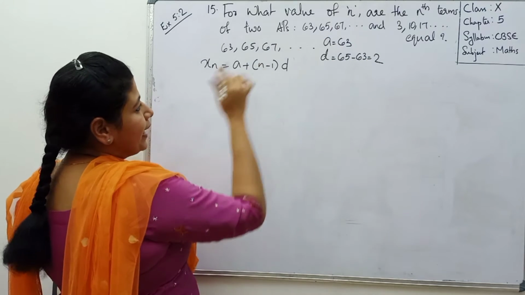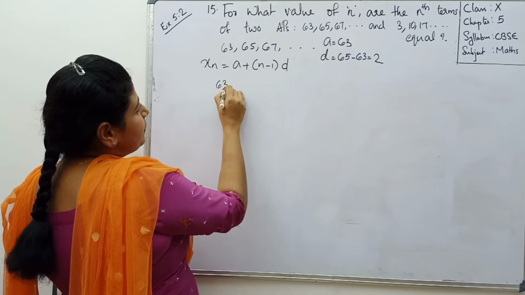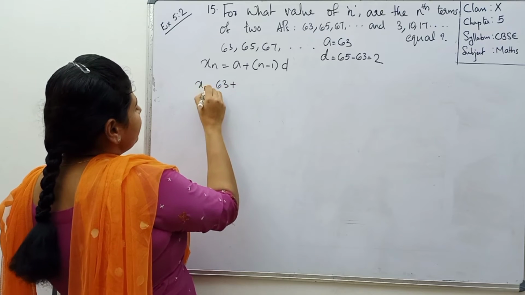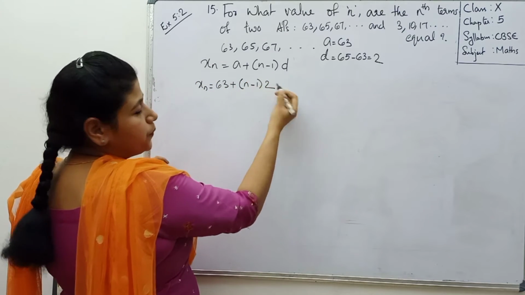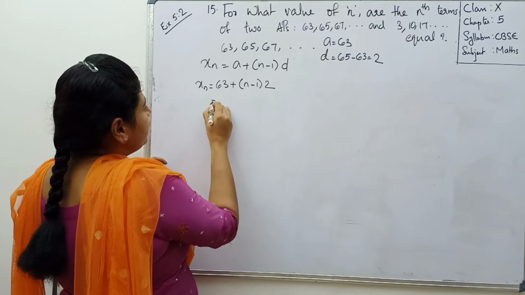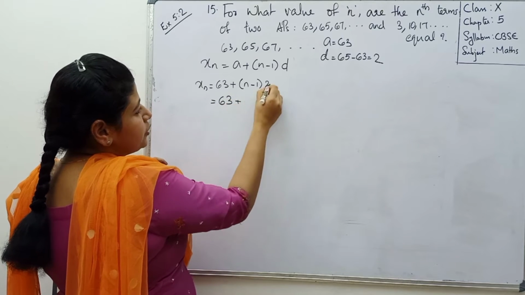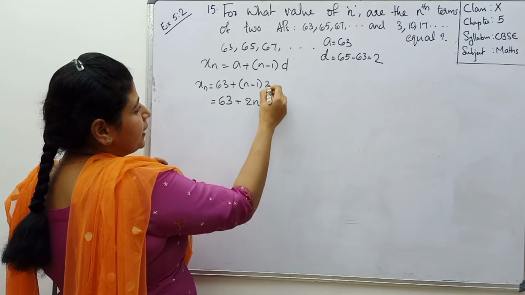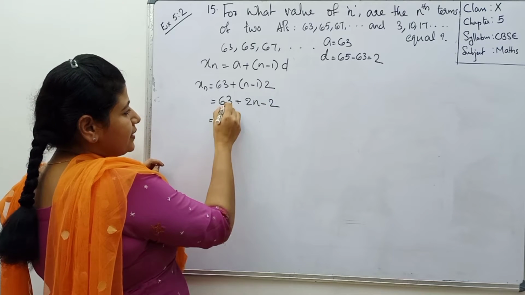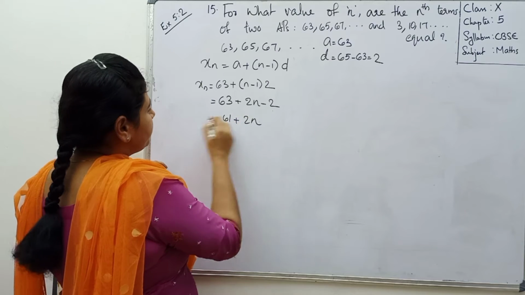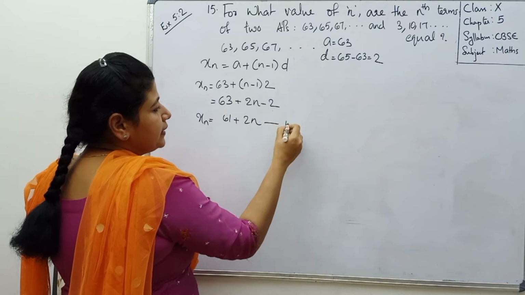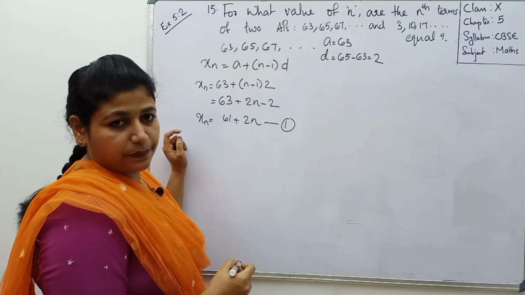We can use the values, that is xn equal 63 plus n minus 1 into 2. Common difference is 2, which is equal 63 plus 2 into n is 2n, minus 2 into 1 is 2, equal 63 minus 2, which is equal to 61 plus 2n. So this is the nth term of first progression.